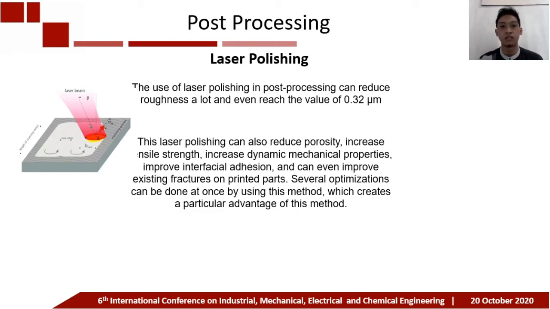And then laser polishing. This is an illustration of laser polishing. The use of laser polishing in post-processing can reduce roughness a lot, even reaching the value of 0.32 micrometer. Laser polishing can also reduce porosity, increase tensile strength, increase dynamic mechanical properties, improve interfacial adhesion, and can even repair existing fractures on printed parts. Several optimizations can be done at once by using this method, which creates a particular advantage of this method.